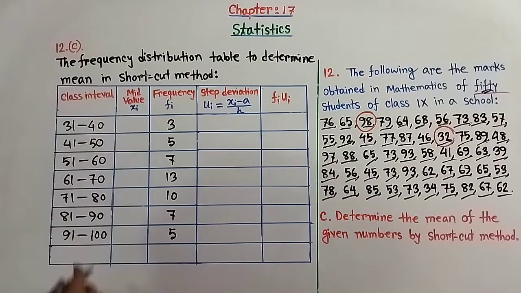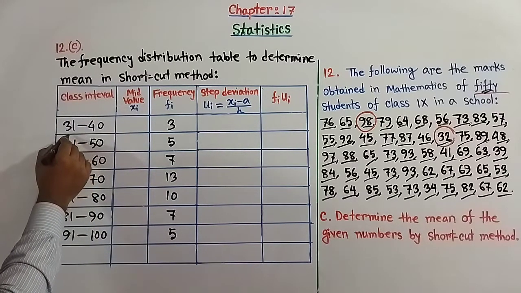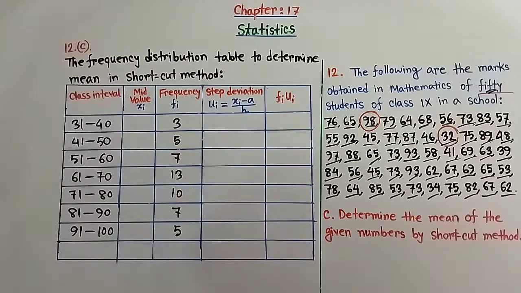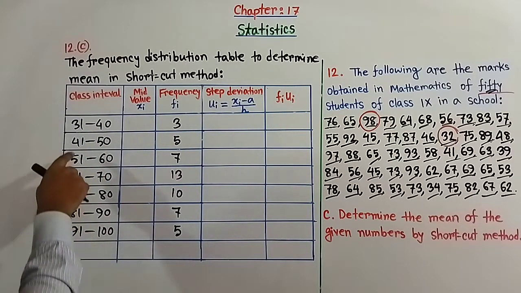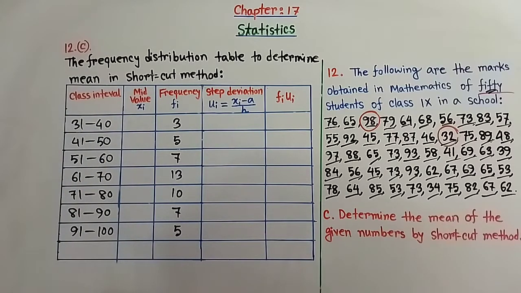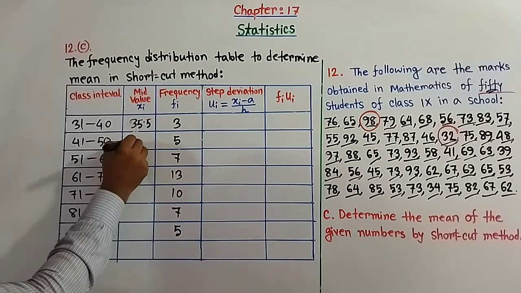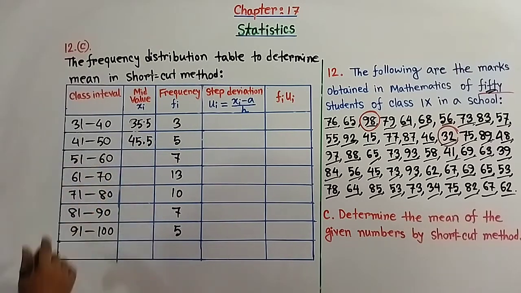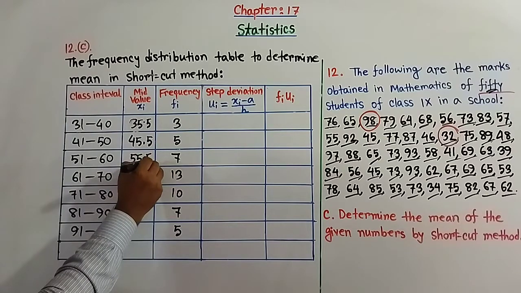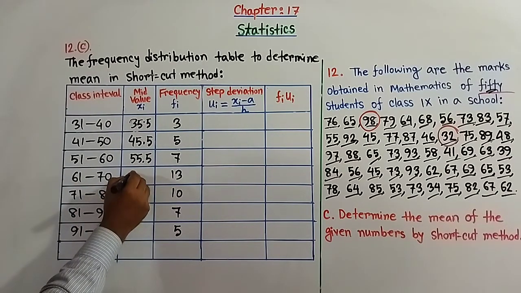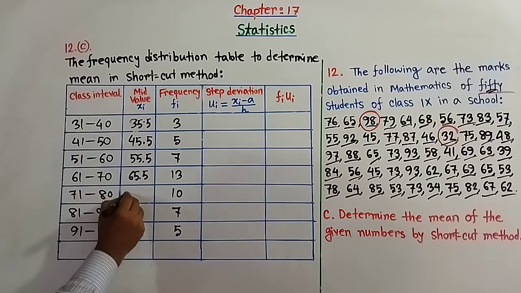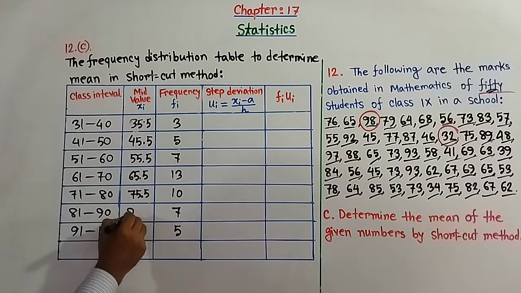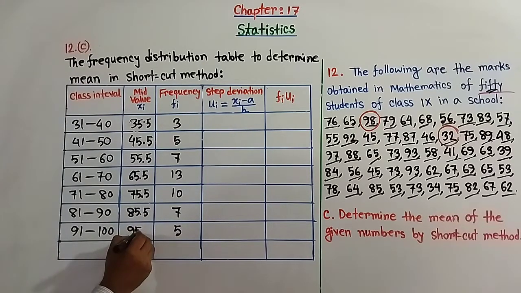Now we have to write the mid values of every class. Here at the first class we have 31 to 40. The mid value is the average of the lowest value and highest value of every class. The average of 31 and 40 is 35.5, and the average of 41 and 50 is 45.5. The average of 51 and 60 is 55.5. The average of 61 and 70 is 65.5, and in a similar way the mid values of the next classes are 75.5, then 85.5, and finally 95.5.